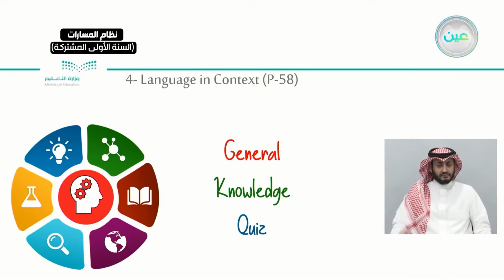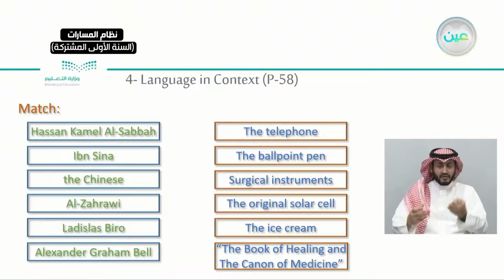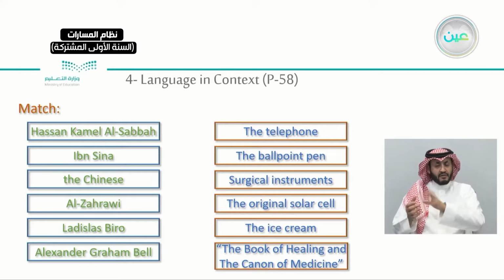So it's a quiz or a test, a contest, let's say, for general knowledge. How educated are you, how much information do you know? Let's start with these. We have here names of inventors and explorers, and on the other side are the inventions. So: Hassan Kamel Al-Sabbah, Ibn Sina, the Chinese, Al-Zahrawi, Ladislas Biro, and Alexander Graham Bell. We have here many inventions. So what did he do?